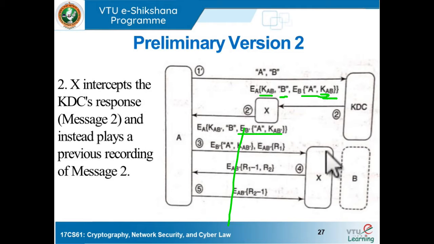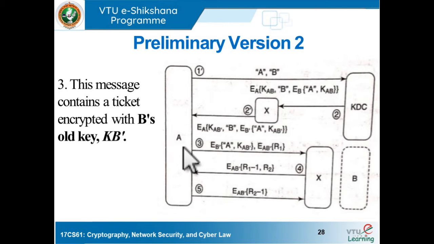Now from where did this session key come from, which is used for encryption? Now this key has come from here. Okay. This cannot be decrypted by A. This part of the message cannot be decrypted by A, but it can be just sent as it is to B.